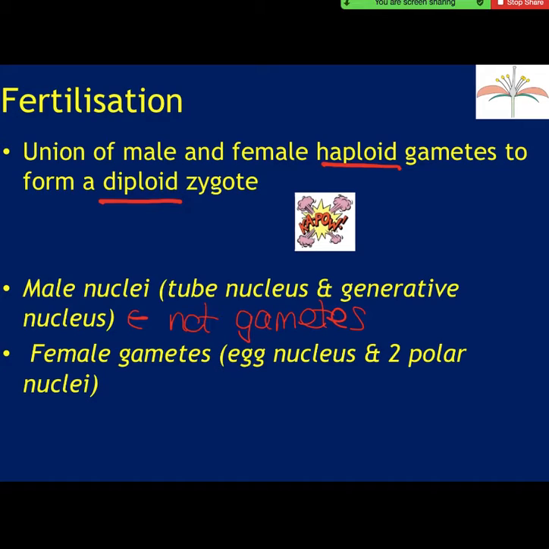Now I'm going to show you, it's not quite an animation, it's a PowerPoint animation, and I'll tell you what it is that we want to put in the pictures. So technically it is the egg nucleus that is your female gamete, and the 2 polar nuclei are the other things for your what's called your double fertilization.